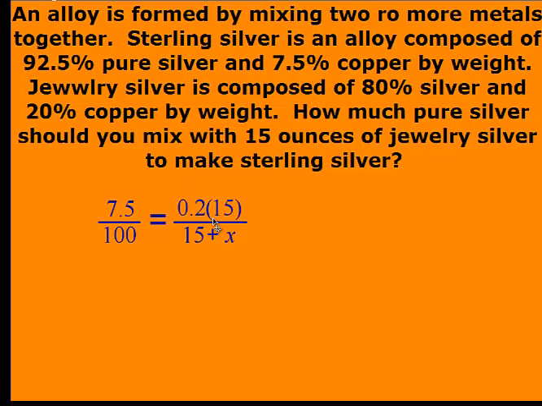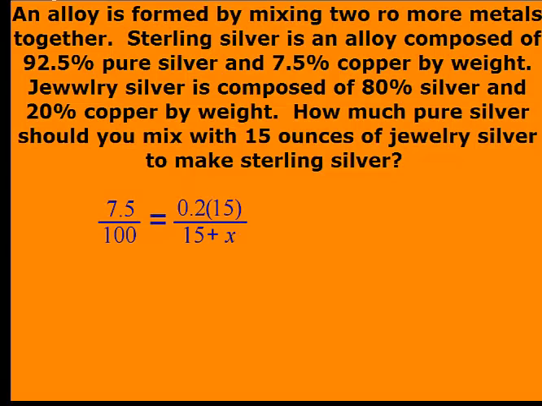This is what your formula should look like, and don't worry, I'll explain it. We're looking at it from the copper side. So 7.5% over 100. This is our sterling silver side, correct? Over here is our jewelry silver side, which we're trying to turn into sterling. Jewelry silver has 20% copper by weight, so if this is the copper rate, we use the same thing here. So 0.2 times the 15 ounces tells us how many ounces of copper we already have. Everybody all right with that?